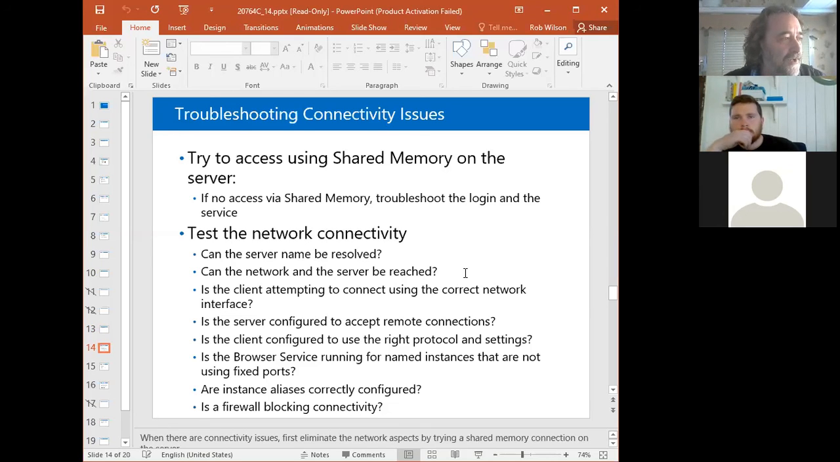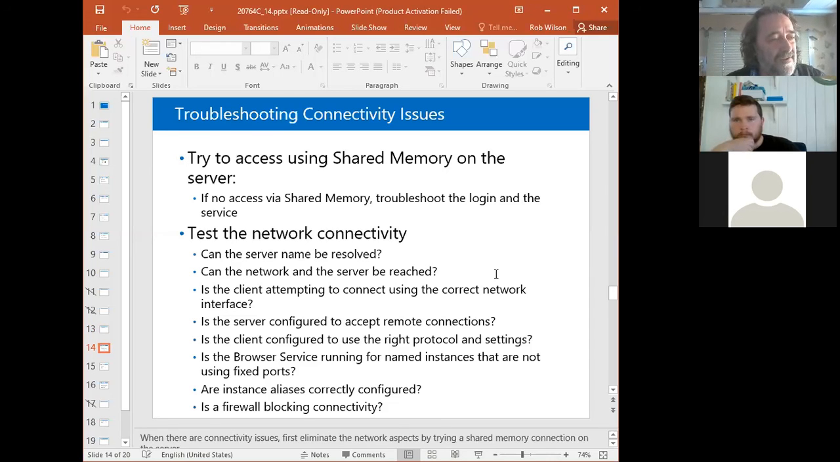Can the network and the server be reached? Can I try to establish a connection to it? Can I use remote desktop protocol to do a remote connection to the entire server? So forget about whether I can remote and get to the SQL GUI. Can I use remote desktop and get to the actual physical server?